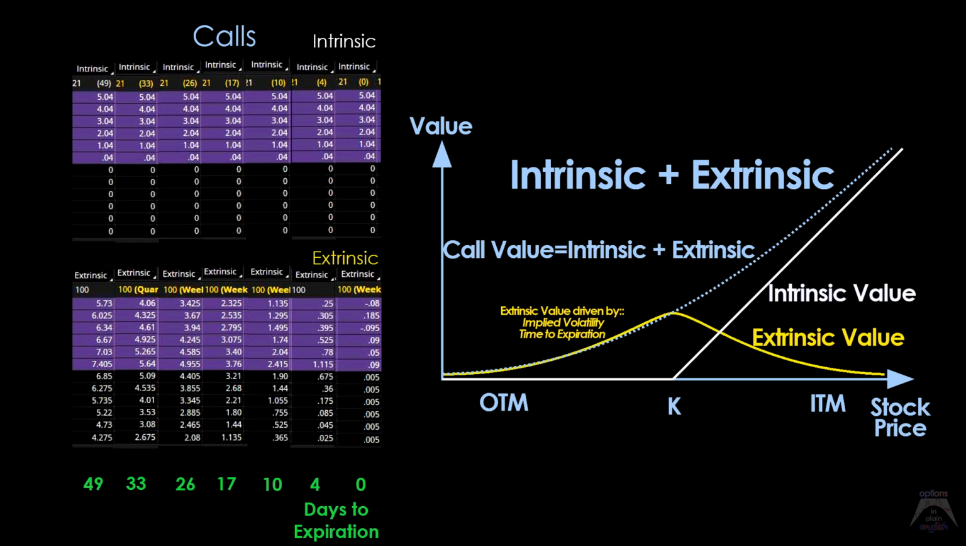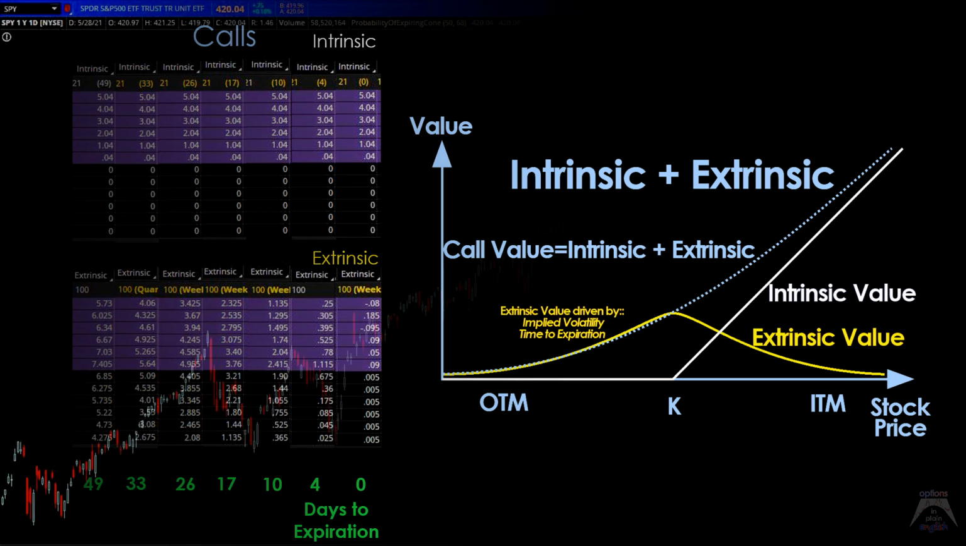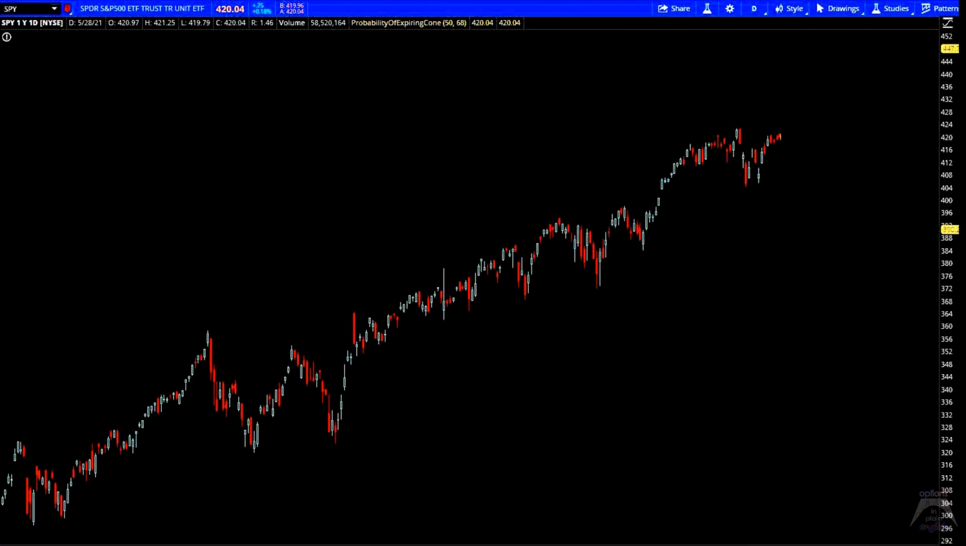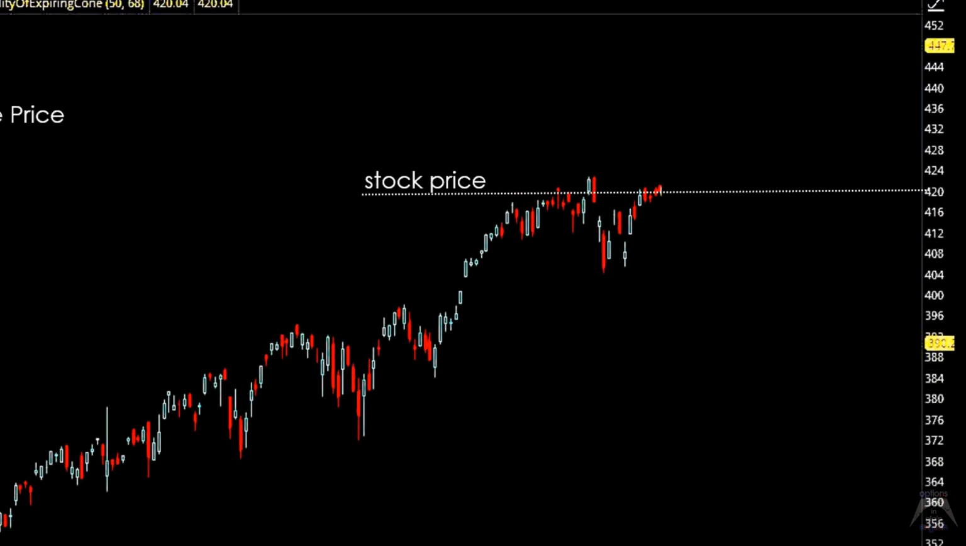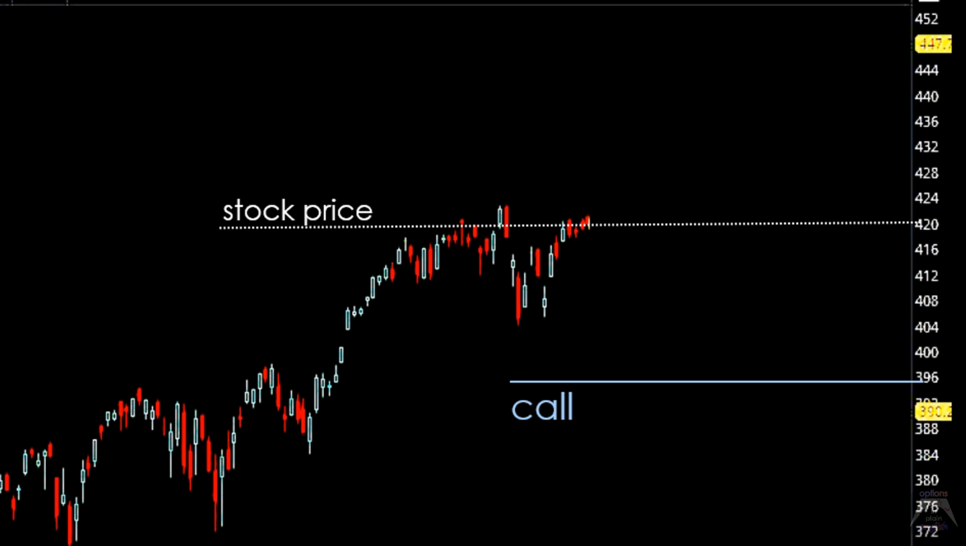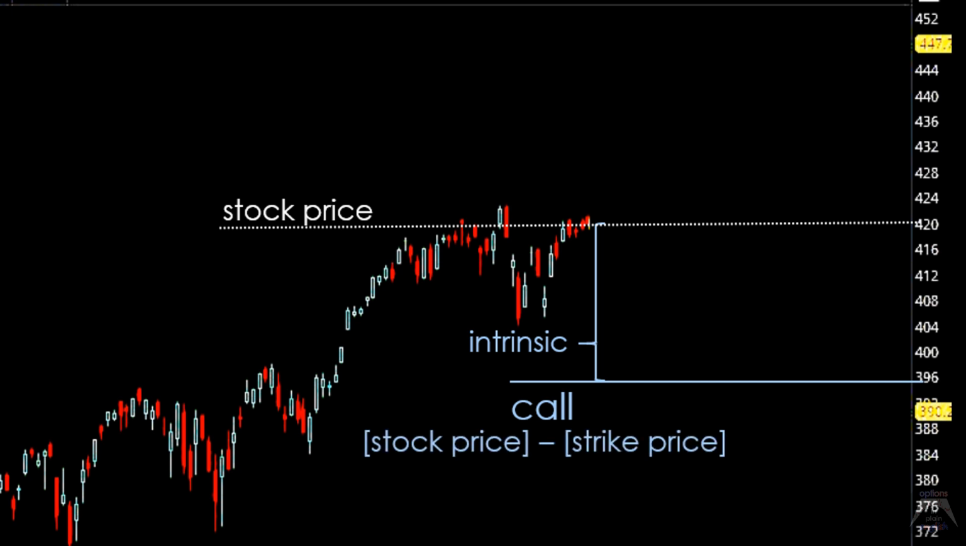What do they represent? Going back to a stock price chart, we can see its current stock price, and if we want to know the intrinsic value for its options, it will only depend on the option's strike prices compared to the current stock price. Calls where the stock price is higher than their strike price will have an intrinsic value equal to the difference between the current stock price minus their strike price.